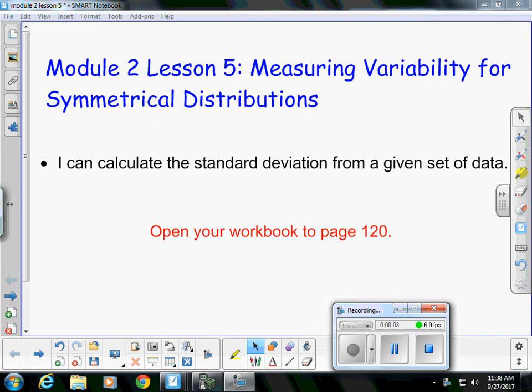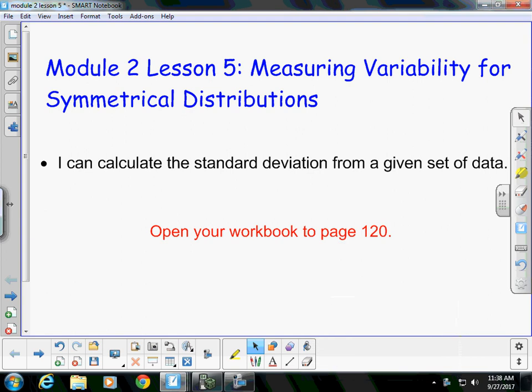Module 2, Lesson 5, Measuring Variability for Symmetrical Distributions. All right, in this lesson, we're going to calculate the standard deviation for a given set of data. You need to open your workbook to page 120.